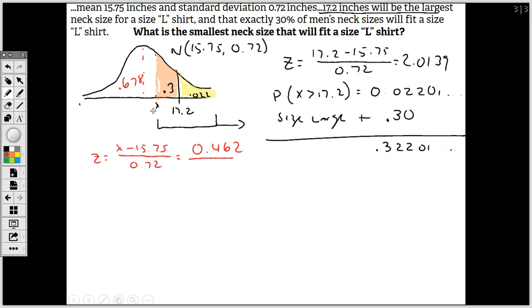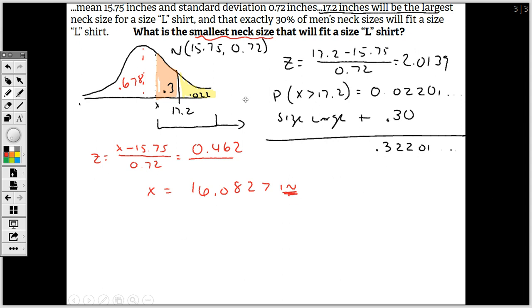Not quite 1. Not quite a half, really. So I'm going to multiply by 0.72 and add 15.75, and I got x is 16.0827 if I don't round. So that's the cutoff for the smallest large size. This is in inches. We're going to remember units when we're looking up x or mu or sigma. So we have inches, and this is how we did it.